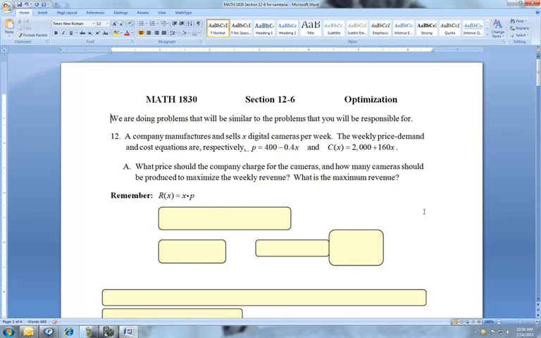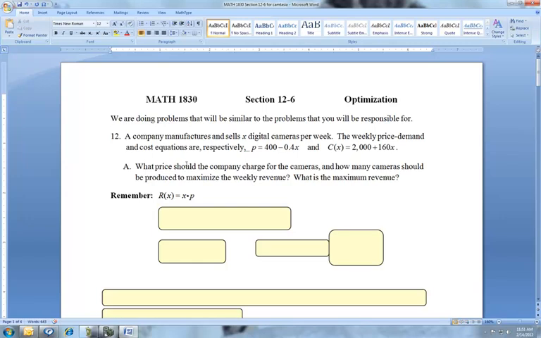It says a company manufactures and sells x digital cameras per week. Weekly price, demand, and cost equations are respectively p equals 400 minus 0.4x, and my cost equation is 2000 plus 160x. It says what price should the company charge for the cameras? How many cameras should be produced to maximize the weekly revenue? And what is the maximum revenue? So there's three questions technically that I've got here.